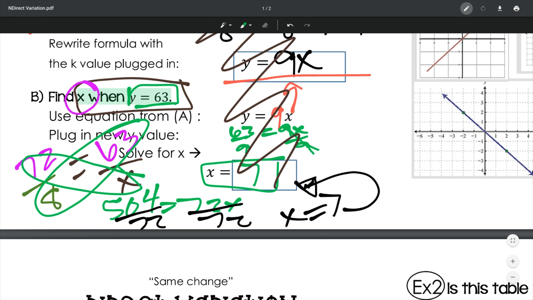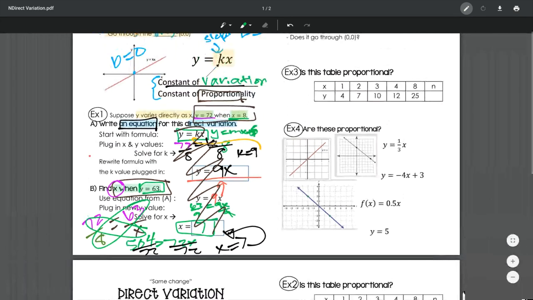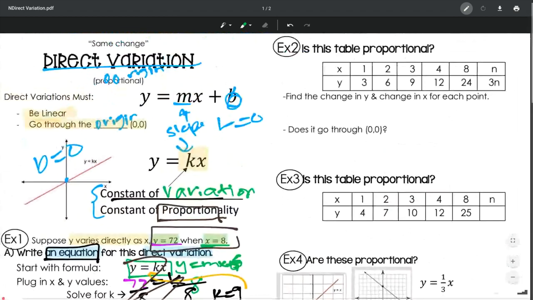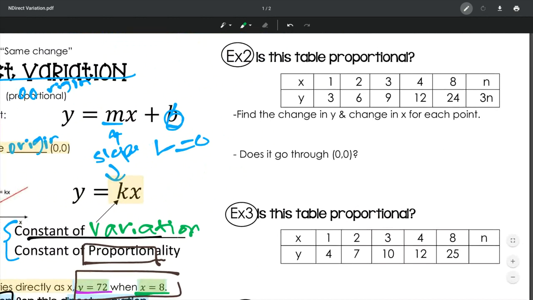which is what we got from the equation as well. Again, it doesn't matter which one you're coming from, it still ends up happening. So let's go ahead and look at example 2 and 3, and we're going to check if these tables are proportional.